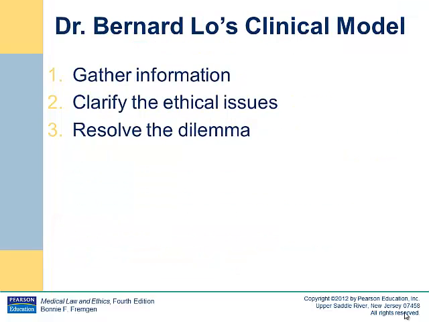Dr. Bernard Lowe's clinical model, with the 3 steps of gather information, clarify ethical issues, and resolve dilemmas, is the most commonly used model in healthcare or a clinical hospital setting. Dr. Lowe emphasizes that patients should play an active role in decisions. So gathering information is very important, and the patient can be a part of that. Clarifying the ethical issues helps with that, and then you have the ability to resolve the dilemma, and you help solve the situation to where the patient is an advocate for themselves in this clinical model.